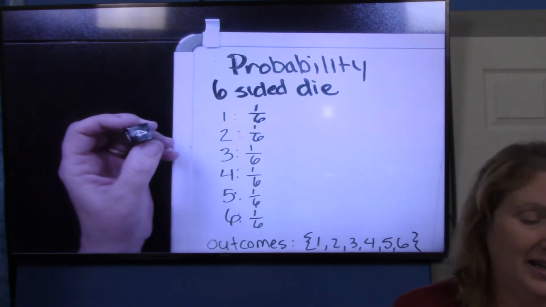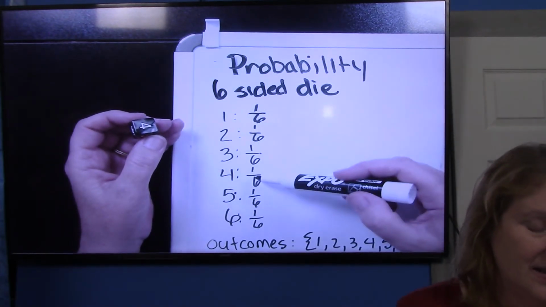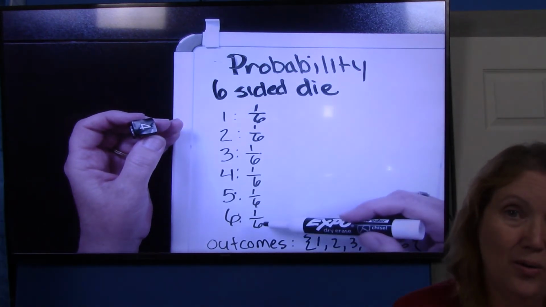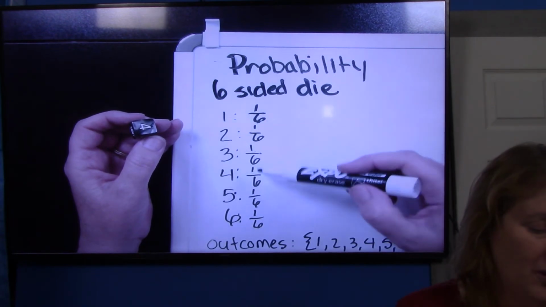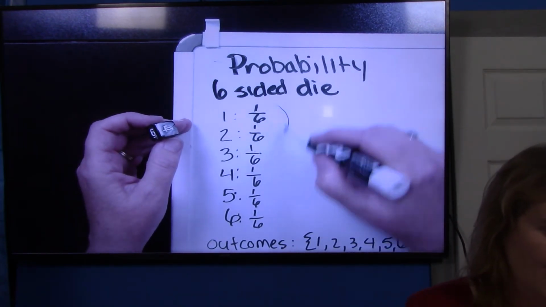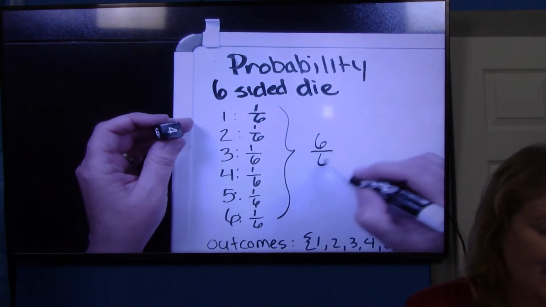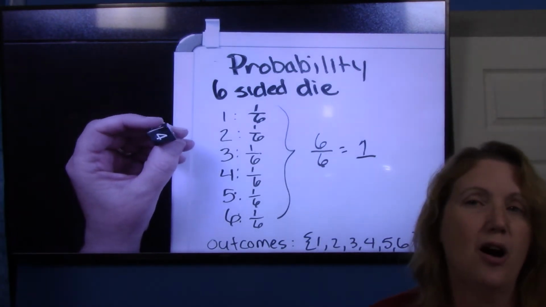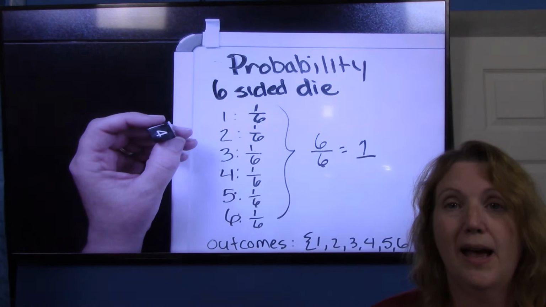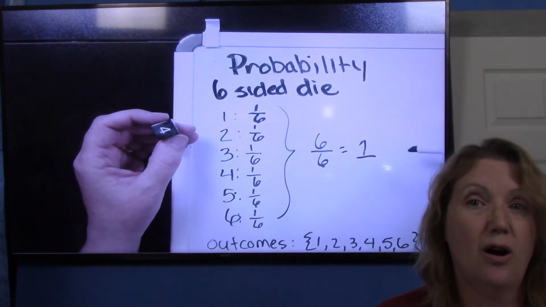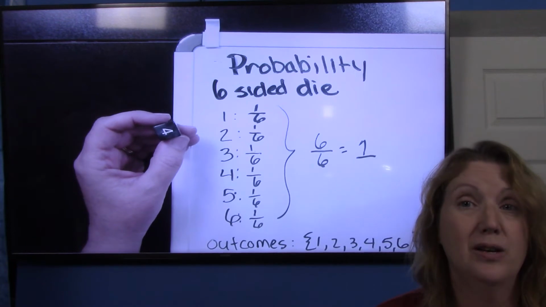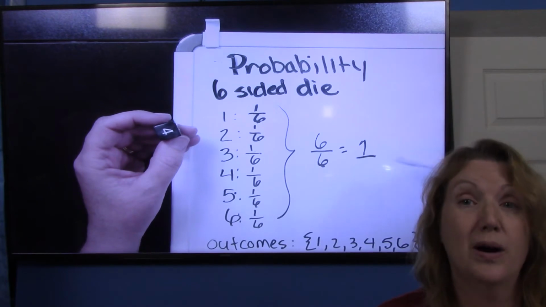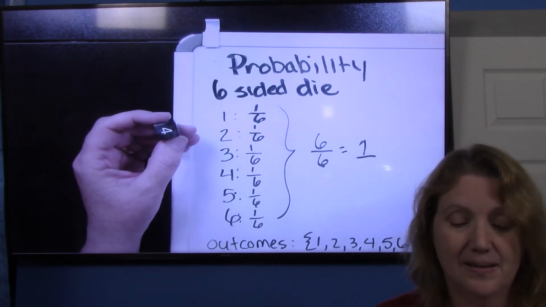Okay, hopefully you looked at adding all these fractions and they all have the same denominator. So when I add 1, 2, 3, 4, 5, 6, I will get a total of 6 out of 6, which is 1. And that's what we want. Anytime we have all of our possibilities, when we add them together, we should always get 1. That way we know we have 100%. The probability of 1 or 100% of the possibilities.